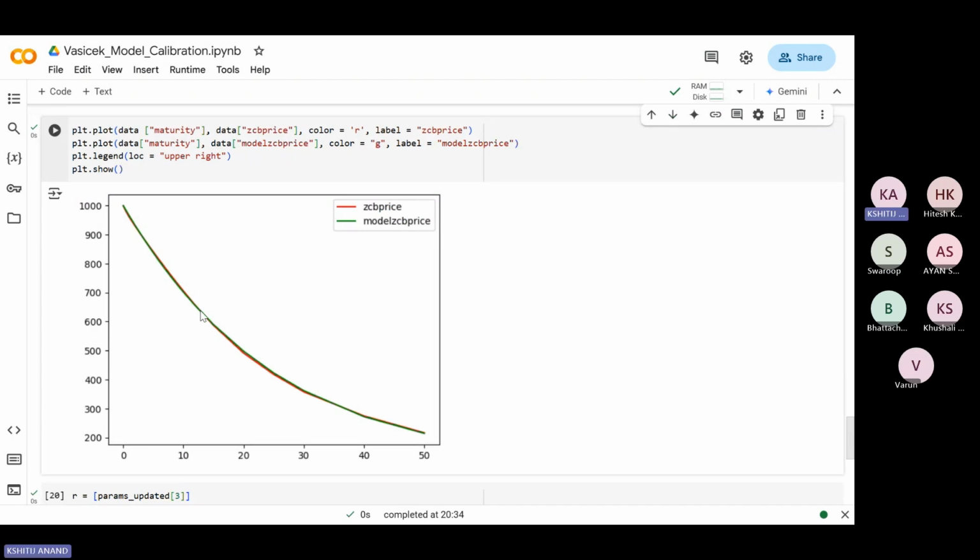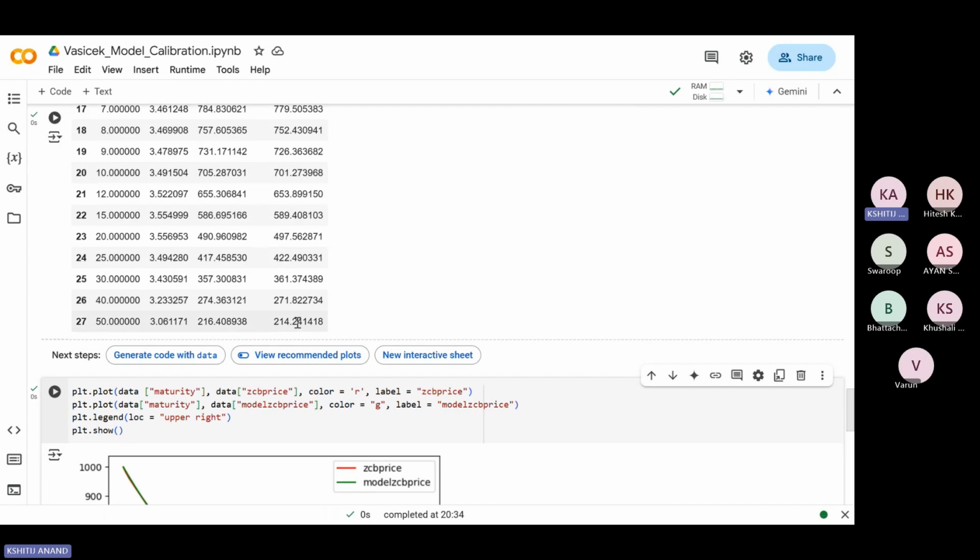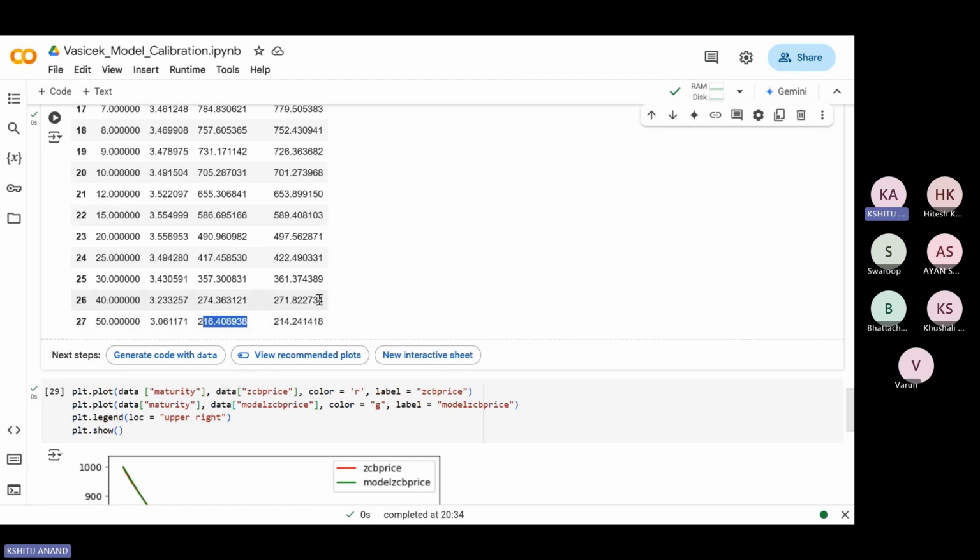That means the model that we have built, this Vasicek model, is able to calibrate to the initial yield curve. You had passed initial zero coupon bond prices, and it is able to fit, not exactly, but if you see there is a difference in this lower segment, for higher maturity zero coupon bonds. This is the market price and this is the model price. Again, this is 274, but this is 271. So it is not able to fit quite accurately.